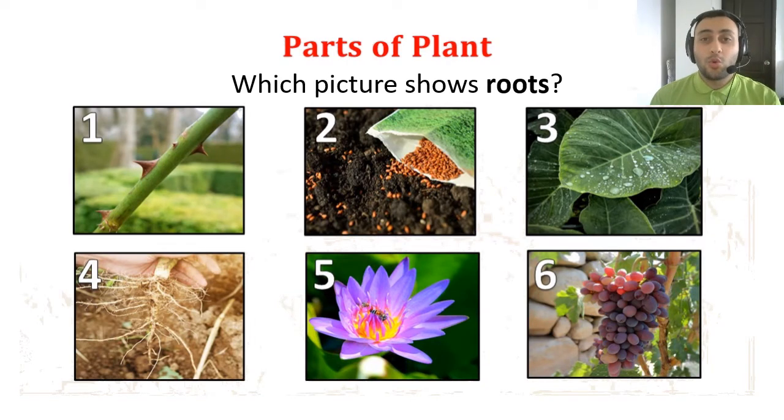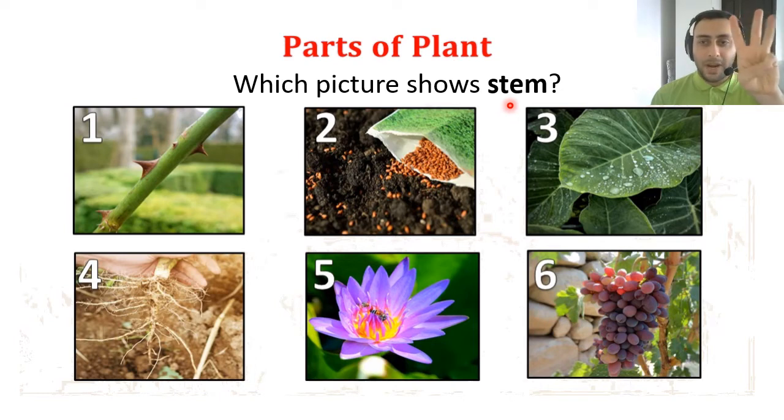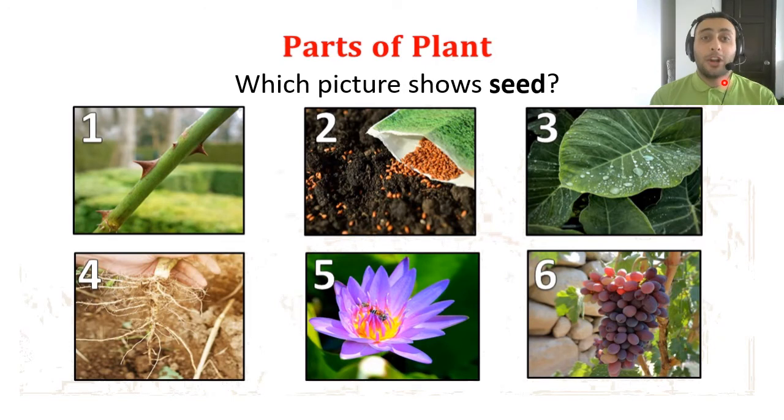Which picture shows roots? Correct as always. It's picture number 4. Now, which picture shows stem? Picture number 1. That is correct. Good job. Last one. Which picture shows seed? You are correct. So smart. It is picture number 2 that shows seed.